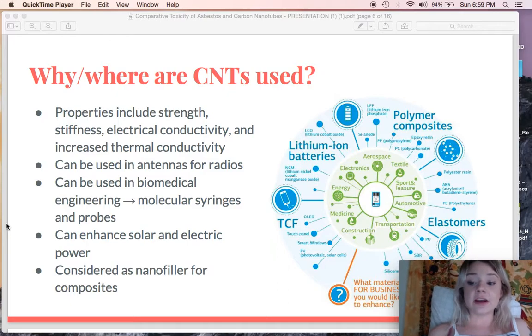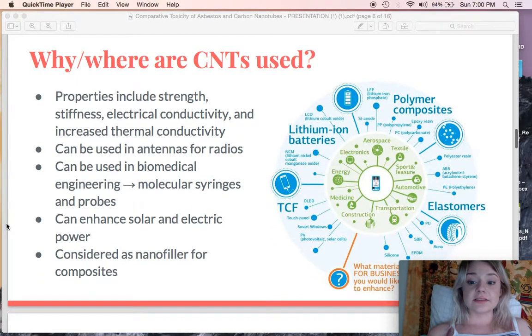So why and where are CNTs used? CNTs are used because they're strong, they're stiff, they have good electrical conductivity, and they also have really good thermal conductivity. So they can be used in places like radio antennas. They can also be used in biomedical engineering, such as in molecular syringes and molecular probes. And because of their electrical conductivity properties, they're also used to enhance solar and electric power. And they're also considered to be a nanofiller for composites.